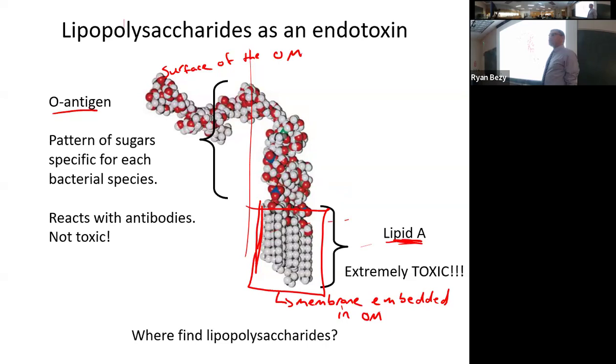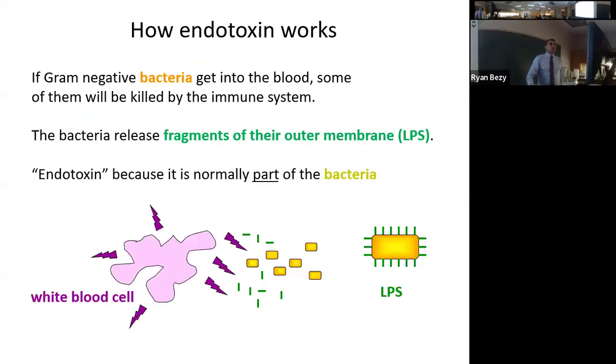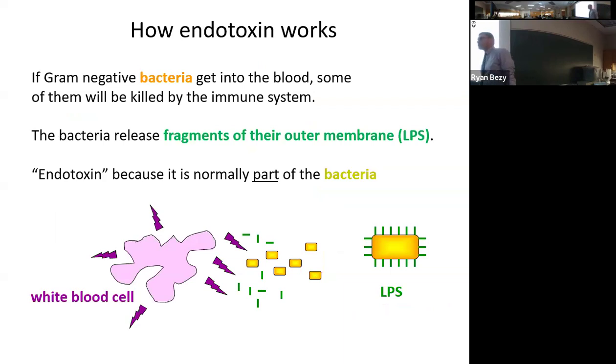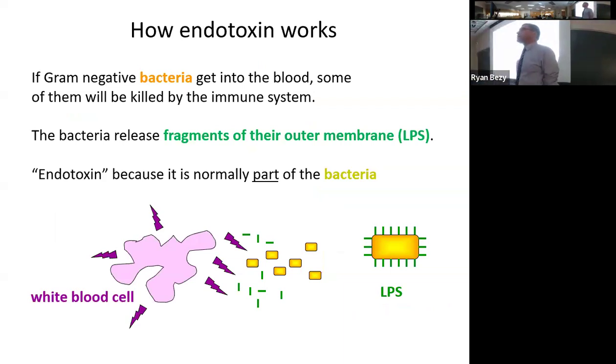Turns out our immune system can overreact to lipid A, and then that causes damage. It's an overreaction of our immune system that causes the damage. So how does this work? First off, it's really bad to have a bacterial infection of your blood. Really bad. If you get a bacterial infection of your blood, it's called septicemia.